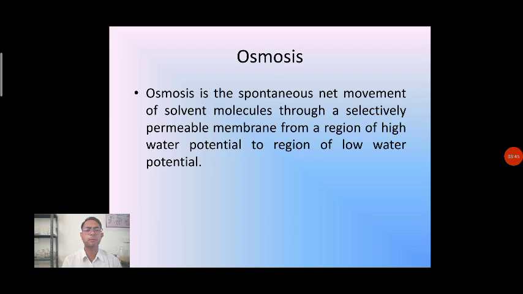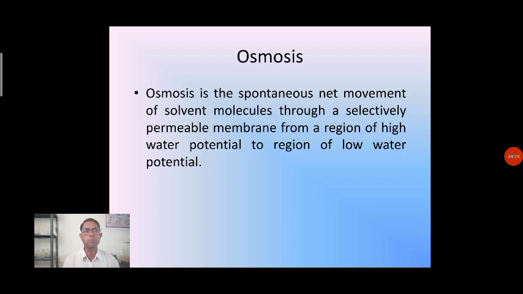Now what is osmosis? Osmosis is the spontaneous net movement of solvent molecules through a selectively permeable membrane from a region of high water potential to a region of low water potential. Simply, the water potential which we studied in the last lecture is an important parameter in osmosis. So movement of the molecule from high water potential to low water potential is the most important thing which takes place in osmosis. Water molecules are also most importantly required in osmosis.